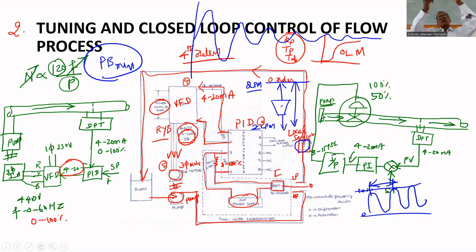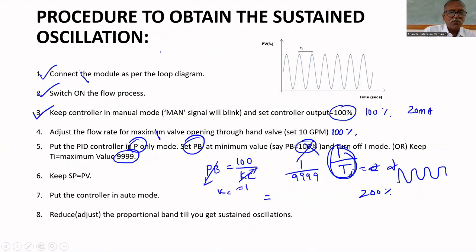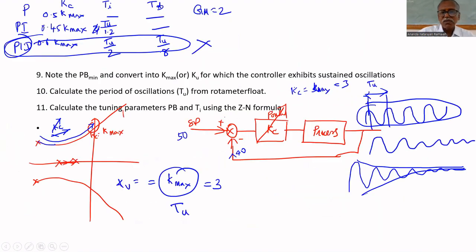The first time when it starts to come down, at that time we'll turn on the timer. For 10 oscillations, we'll measure the time and divide by 10, because the error will be minimum. So you will get the period of oscillation, TU, in seconds. So you measure both. Now K is K max, that is PB min, at which it exhibits sustained oscillation. So TU you got, PB you got. Now we can use the formula to find the tuning parameters.